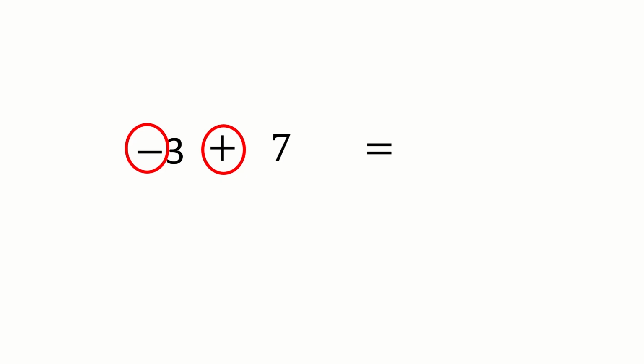7 minus 3 is 4. Now, which number is bigger, 3 or 7? It's 7. What operator is in front of 7? A plus. So our final answer is going to be a positive number. Please note, it's not necessary to write positive. You can always leave it blank and write just 4. We're good like this too.